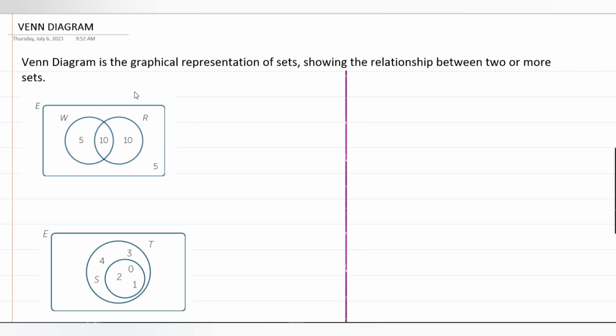I would want us to go through the diagrams we have here. But before then, let us take a quick look at something. In a Venn diagram, we may have a set. Let's say this is set A and this is set B.